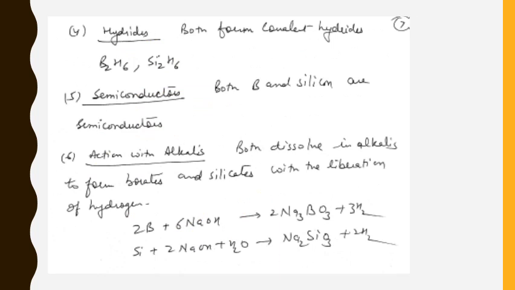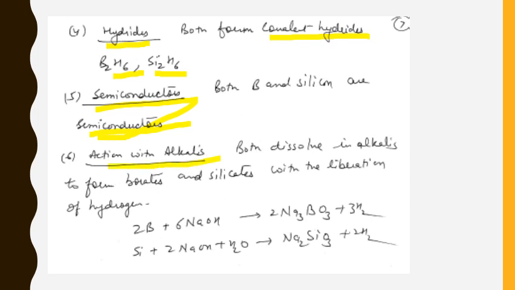The hydrides, if we see, are also covalent hydrides. They both form B2H6 and Si2H6. So they have covalent hydrides. They both are semiconductors, having partial conduction of electricity.